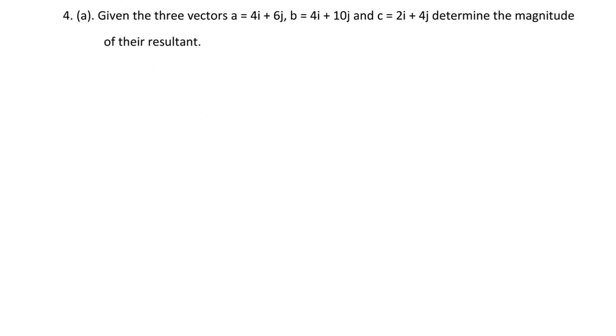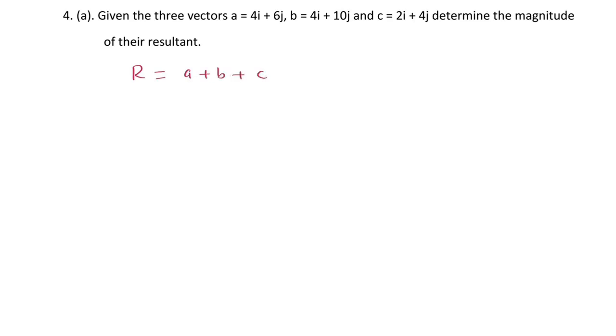Question number 4, part A. Given the 3 vectors A, B, and C with those values, we are supposed to determine the magnitude of their resultant. Okay, so this is the vector problem. To find the magnitude of the resultant, we first find the resultant vector by summing up the 3 vectors. So resultant equals A plus B plus C.